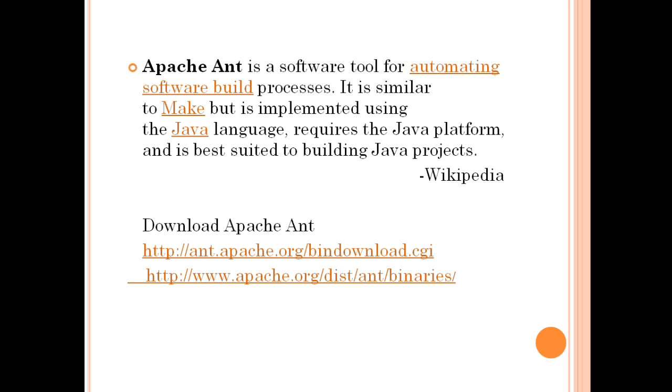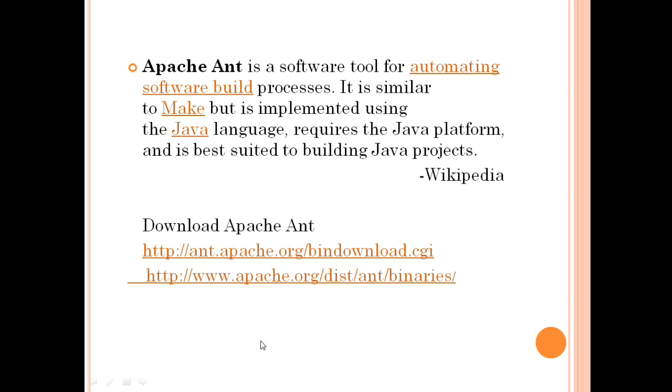To summarize, ANT is a software tool for automating the software build process. It is implemented in Java, requires the Java platform, and is best suited for building Java projects. For .NET projects, a similar implementation called NANT is there, N for .NET. NANT is semantically the same, with a little bit of syntax change. Otherwise, what ANT does for Java, NANT does for .NET.